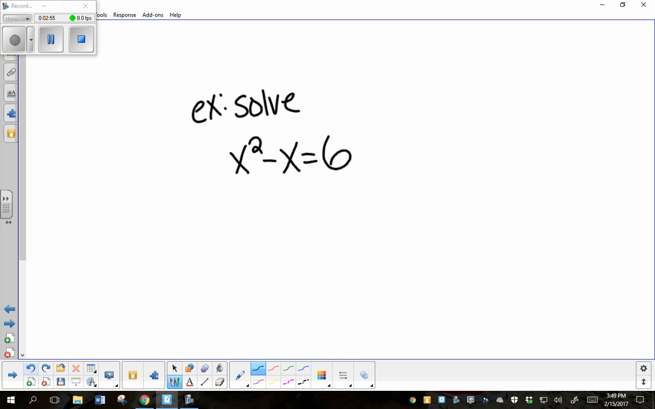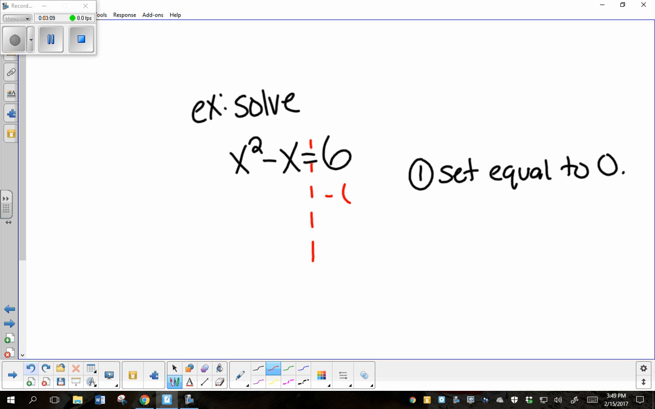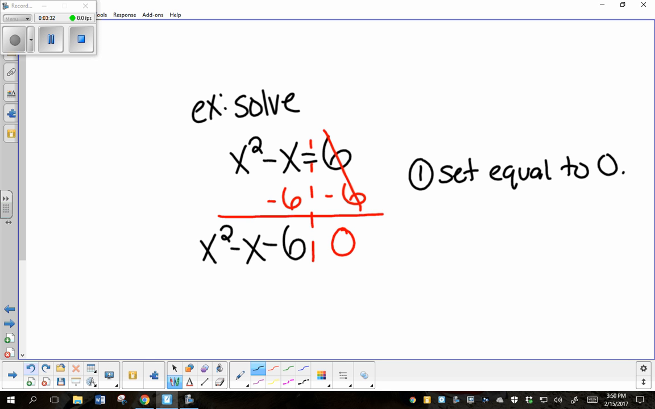Our first step is going to be to get this equal to 0. If we're solving a polynomial equation, the first thing we want to do is set it equal to 0. So I'm going to subtract 6 from each side of this equation, because that's going to make this side 6 minus 6, which is 0. On the other side, I still have the x squared minus x, and now I just have a minus 6 on the end. I can't combine any of those terms, so I just write them all out separately.